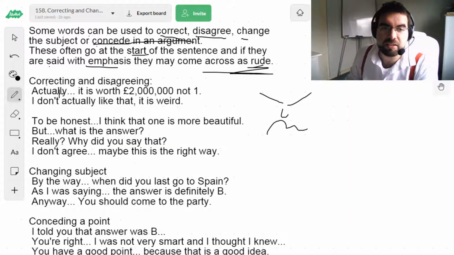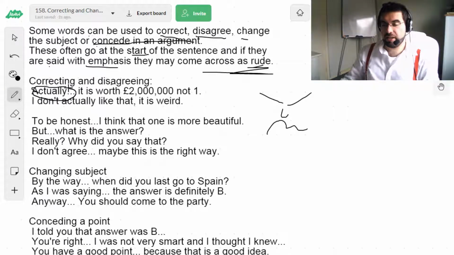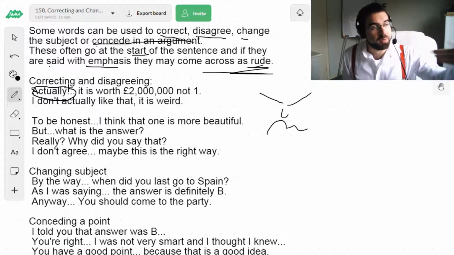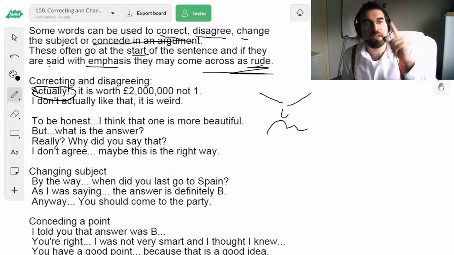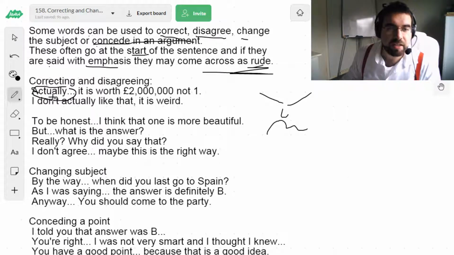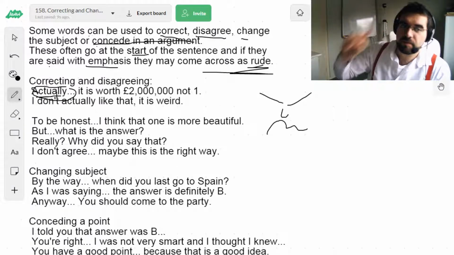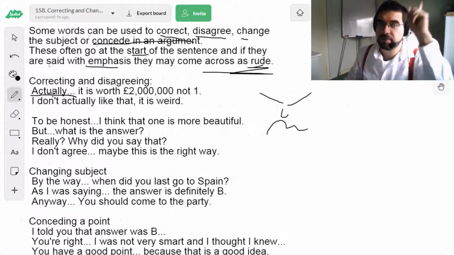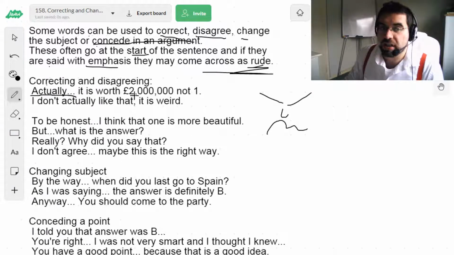So, correcting and disagreeing. Actually. Somebody says something, blah blah blah, and then you can say, actually, no, it's this. Actually, it's worth 2 million, not £1.